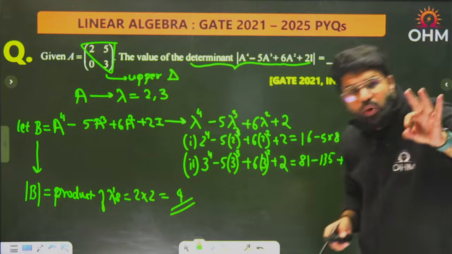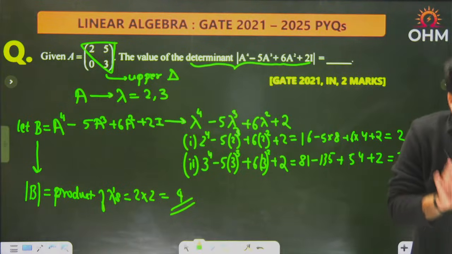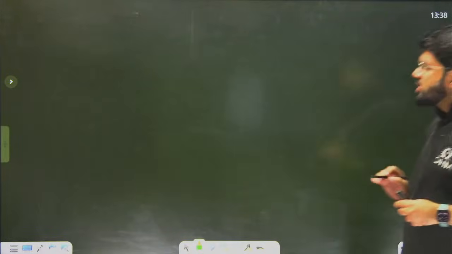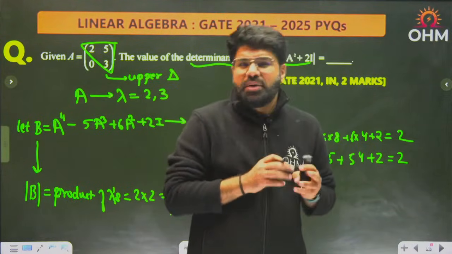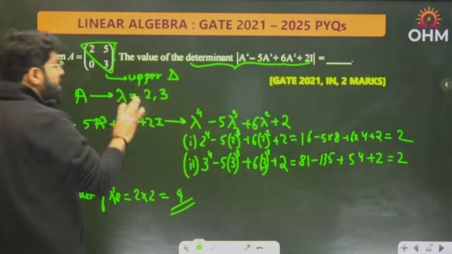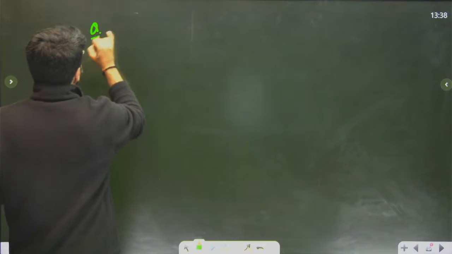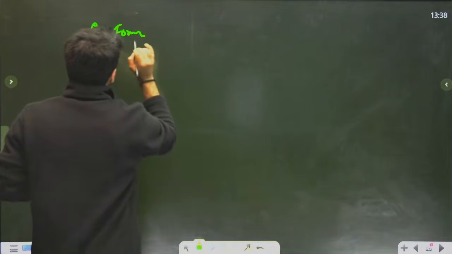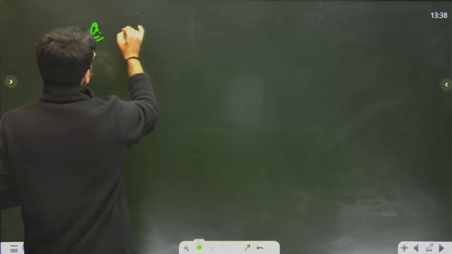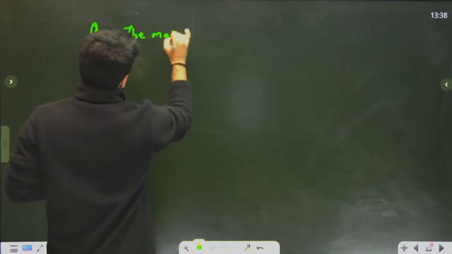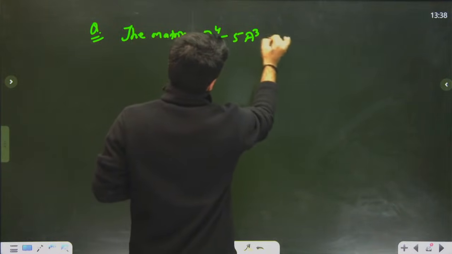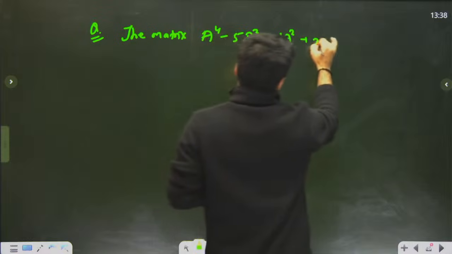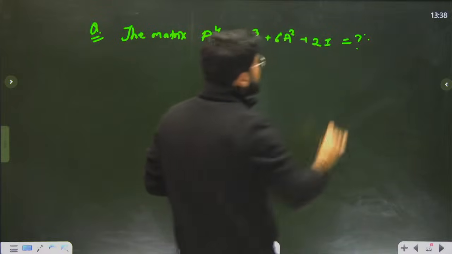One more thing I'll tell you now. Suppose the question was, this is one direct approach, or you may also think about the Cayley-Hamilton theorem, but it is not truly required for this question. Cayley-Hamilton will be required if the question was: what is the matrix A power 4 minus 5A cube plus 6A square plus 2I equal to, if I wanted this matrix.